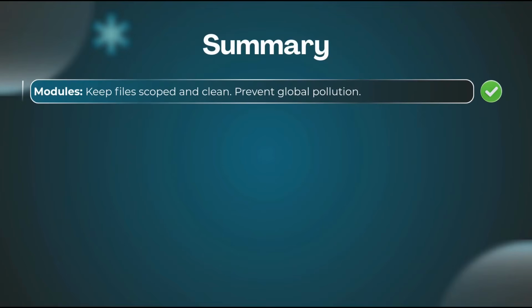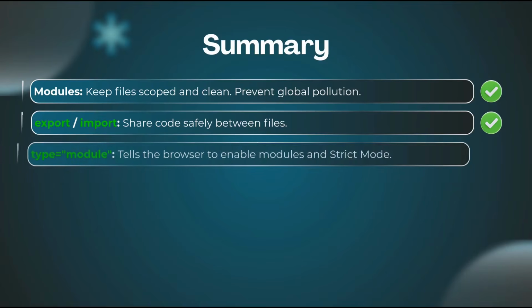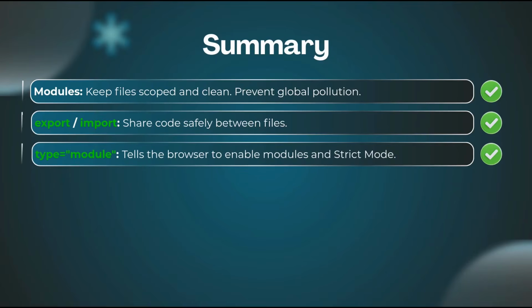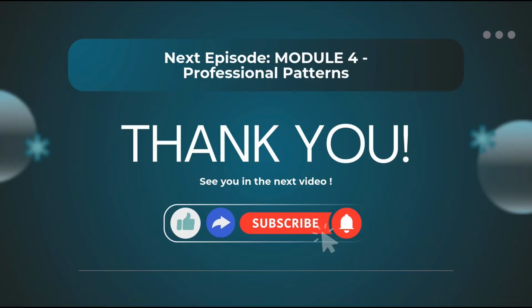So to summarize, modules keep your files scoped and clean. They prevent global pollution. They prevent variables from mixing and matching against each other, and prevent you from having to import 1,000 different files into your script directly. Export and import share code safely between files, so that if there are any errors while exporting or importing, it will promptly tell you so while debugging. Then you have type module, which makes your file run in the browser by telling your browser to enable modules and use strict mode. So again, to recap what strict mode is, it basically makes your this keyword never point to the global window object. Then you have bundlers like Vite and Webpack that squash all of your module files into one file that you can ship for production.